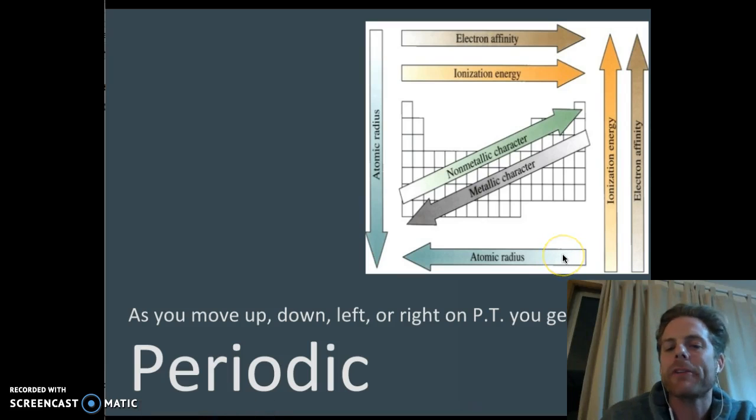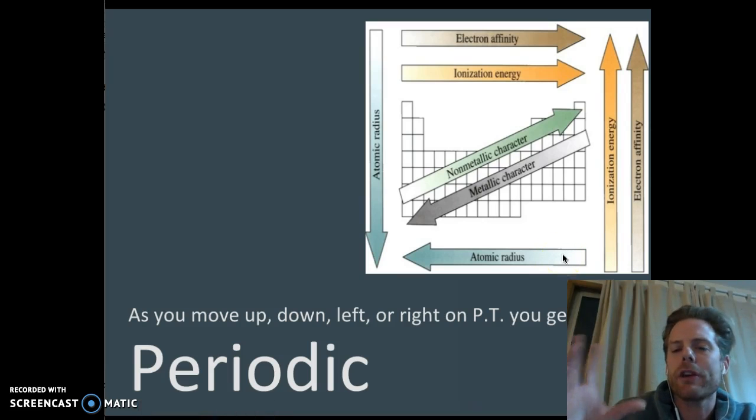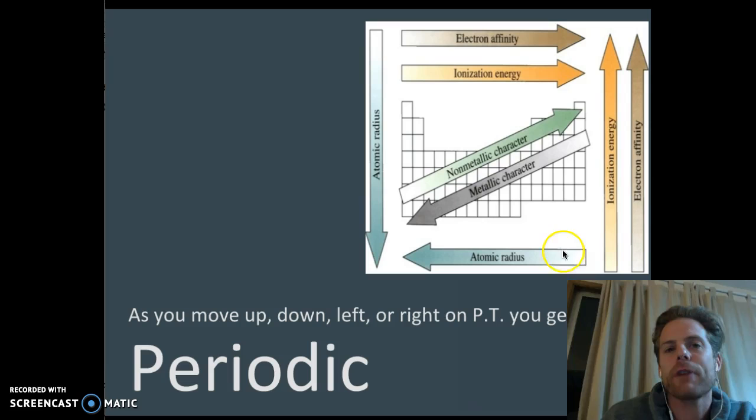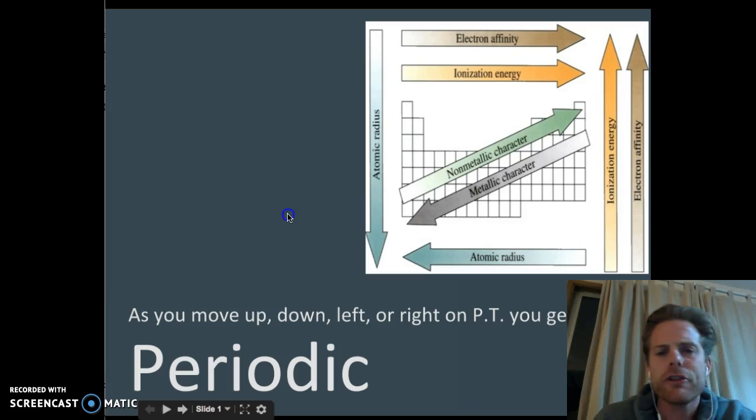I want you to know about these periodic trends. When looking at the periodic table, these different trends, these different patterns that emerge. And we'll be talking about atomic radius, ionization energy, electron affinity, how they're related, stuff like that. So let's jump right into it.